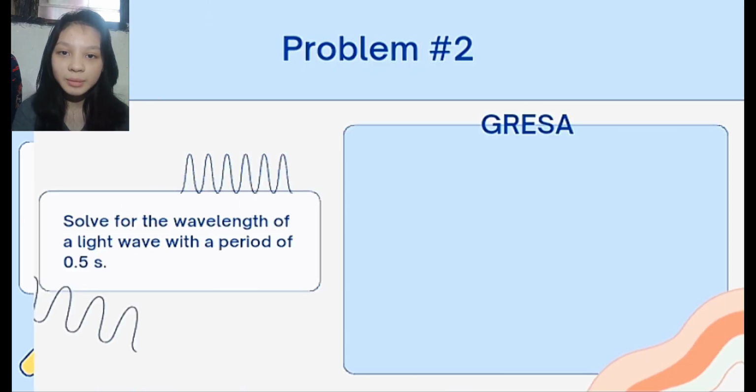Now let's get into problem number 2. The problem here is: solve for the wavelength of a light wave with a period of 0.5 seconds.